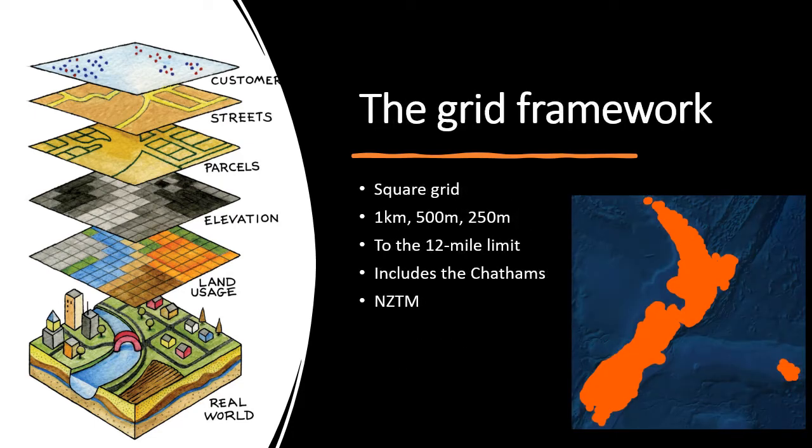We start by setting up the grid framework. A square grid, which seems to be the most basic type of grid we can produce, at 1 kilometre, 500 metres and 250 metre resolutions to cover a whole multitude of applications. It goes out to the 12-mile limit and includes the Chathams, even though it's an NZTM projection.